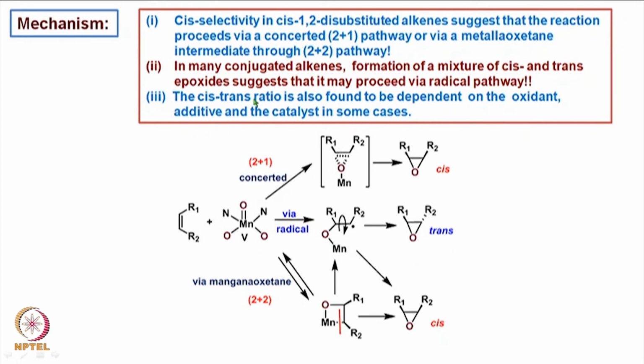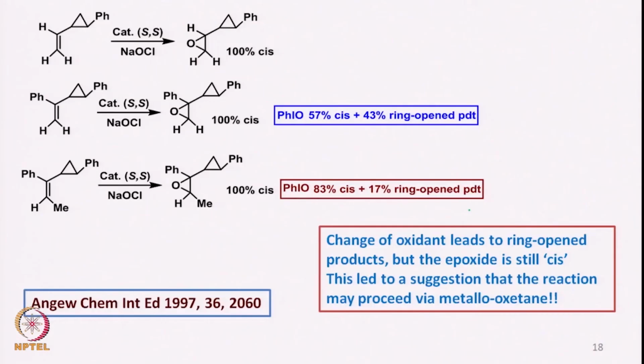Now, the cis and trans ratio has also been found to be dependent on the oxidant, additive and the catalyst in some cases. So these are the observations and these are the suggestions. So there is a possibility of this kind of mechanism operating, and therefore it is relatively acceptable to invoke such a mechanism.